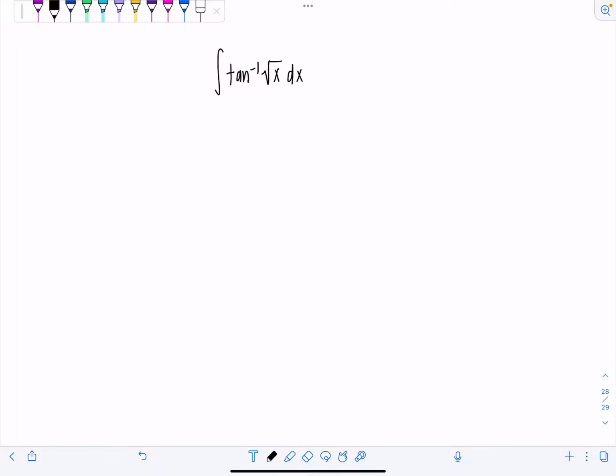It is Thursday, November 24th, 2022, and here's the integral of the day. We have the integral of tan inverse of the square root of x dx. Just by looking at it, I'm like, oh, we're probably going to have to make a substitution and then do something else, because the way things are right now, it's not conducive to getting anywhere.